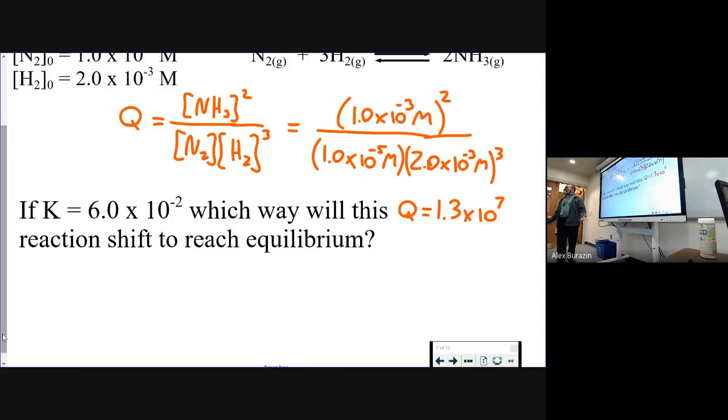Anyway, so we have Q and K now. Later, they tell us that the equilibrium constant for this reaction is 6.0 times 10 to the negative 2. We just solved for Q equaling 1.3 times 10 to the positive 7. Okay. The idea here is this represents the ratio of where we currently are. This represents the ratio of equilibrium, where it's going to go. Remember, equilibrium is kind of like the end goal. That's where this reaction is going to shift towards. Reactions will naturally, spontaneously approach their equilibrium.